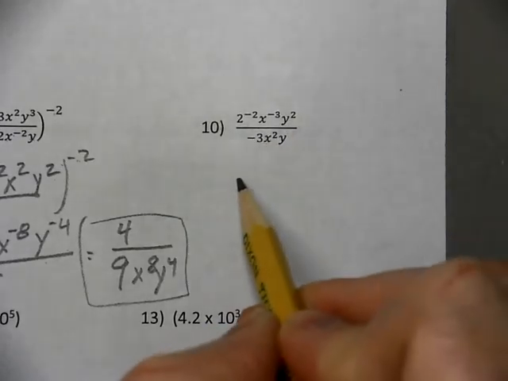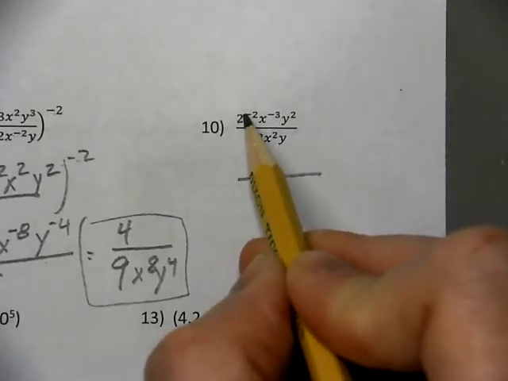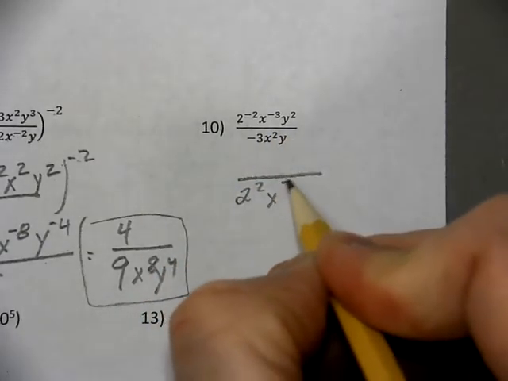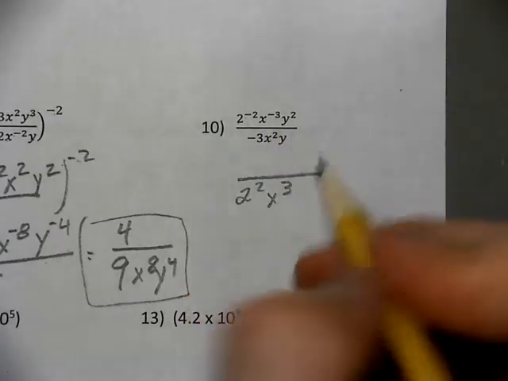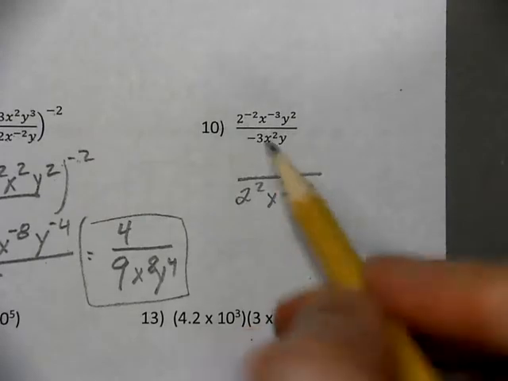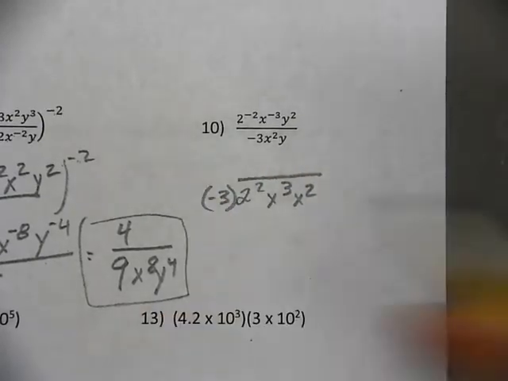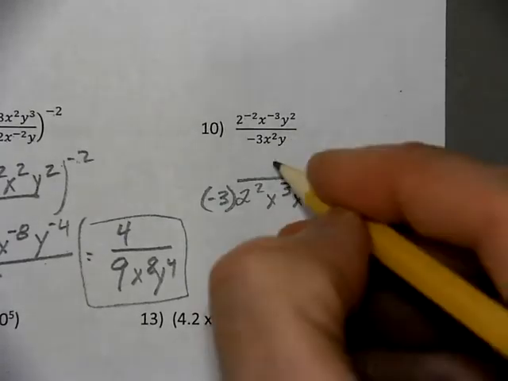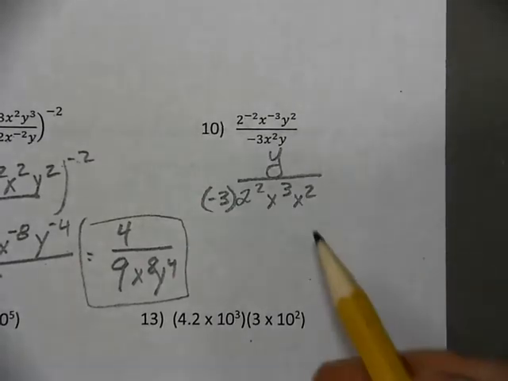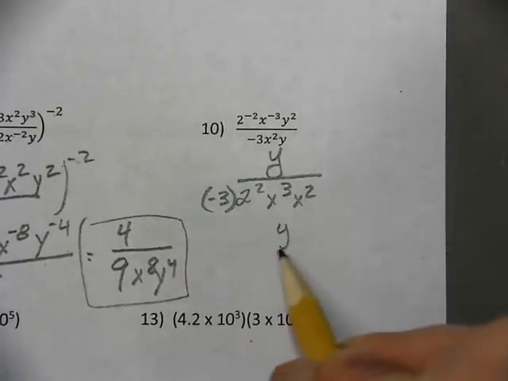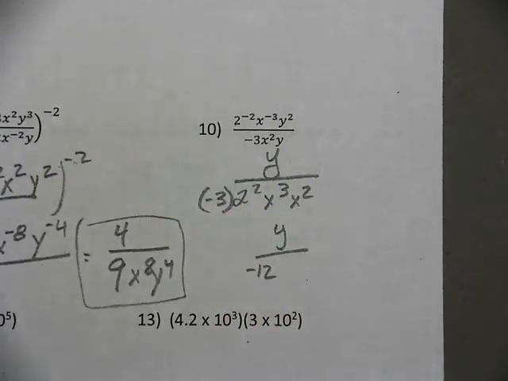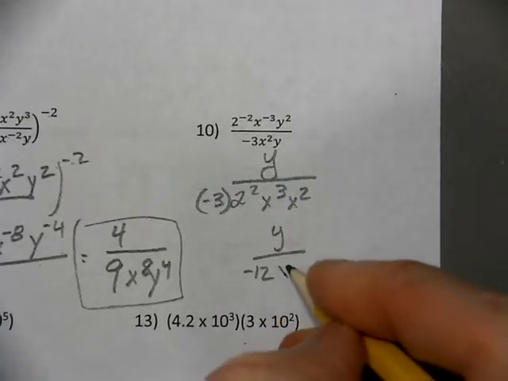With this one, we see that the 2 has a negative exponent, so it goes to the denominator. The x has a negative exponent. There's already an x squared down there. There's already a negative 3 down there. There's more y's on the top than there are on the bottom, so we're going to have a y on top. 4 times negative 3 is negative 12. Notice that that's a positive exponent, so it doesn't have to move. And then we have 5 x's.